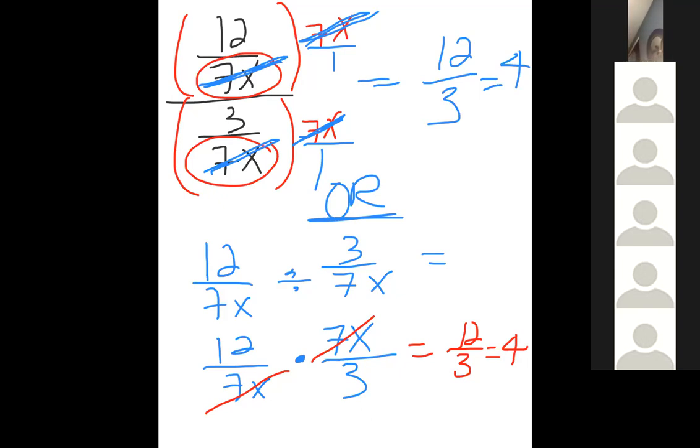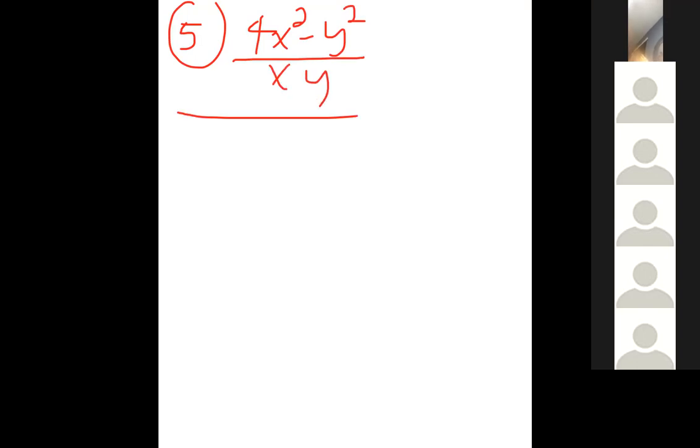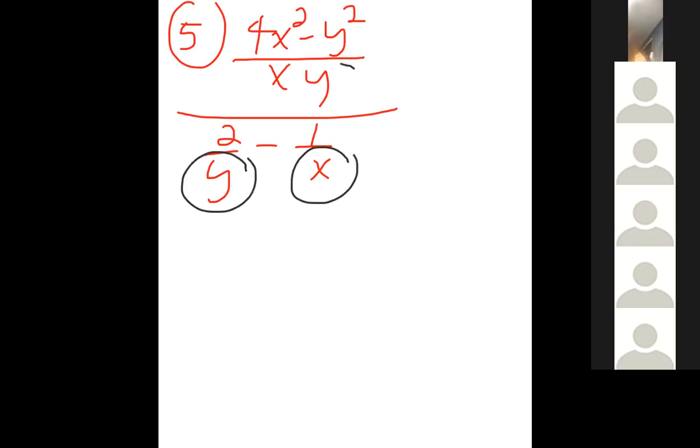Now, for problem number 5, it is 4x squared minus y squared over xy. And the denominator of this complex fraction, we have 2 over y minus 1 over x. Now, what are the denominators? The denominators are y, x, and xy.